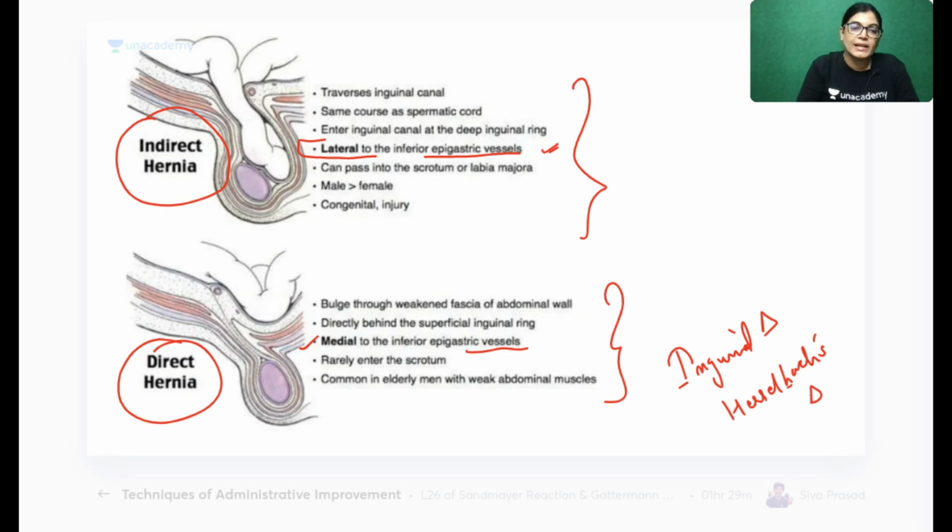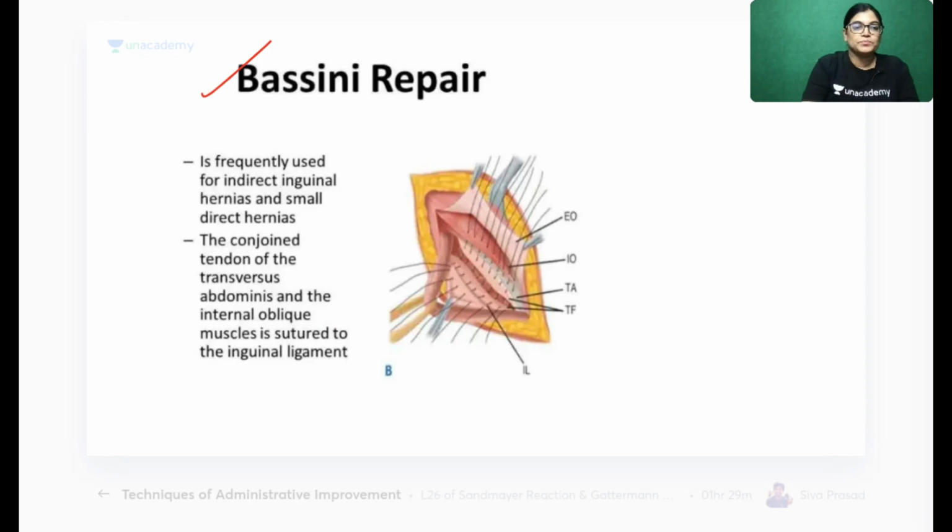If we talk about indirect inguinal hernia, it is passing through the deep inguinal ring. Which opening is it traversing? The deep inguinal ring, and it passes lateral to the inferior epigastric vessels. Now coming to the repair. Let me tell you about Bassini's repair. It is frequently used for indirect inguinal hernias and small direct hernias.